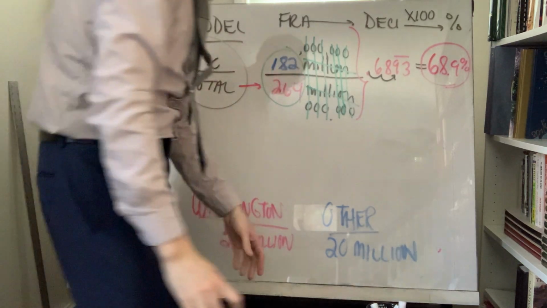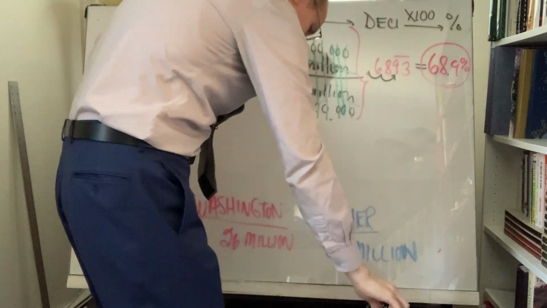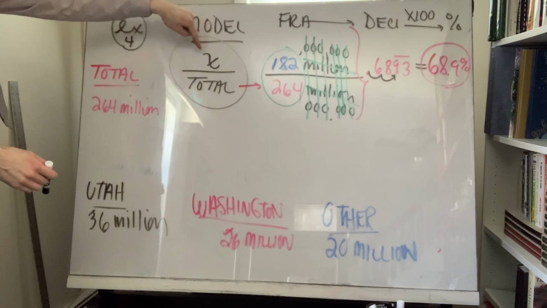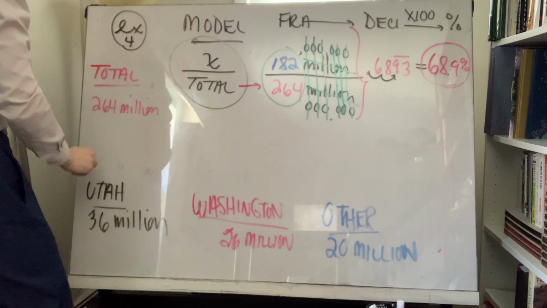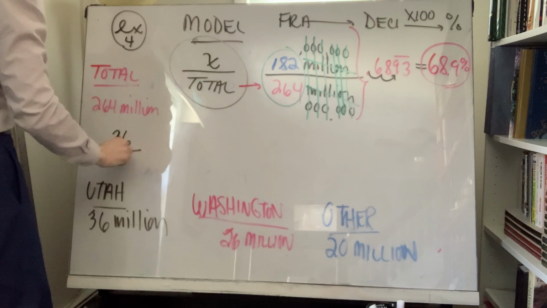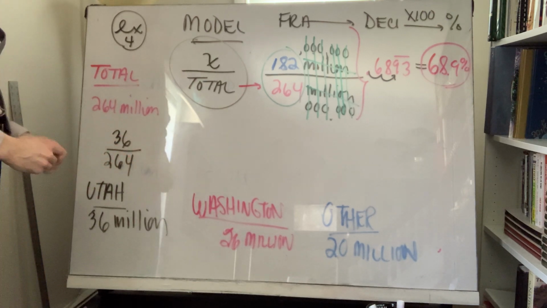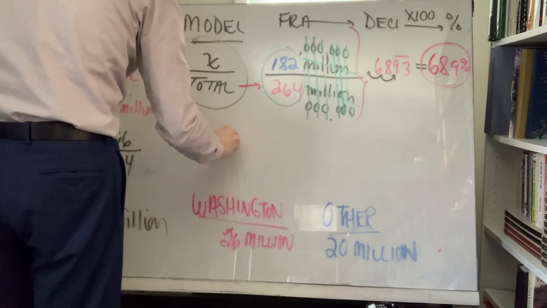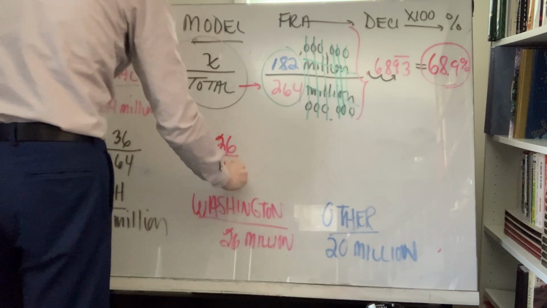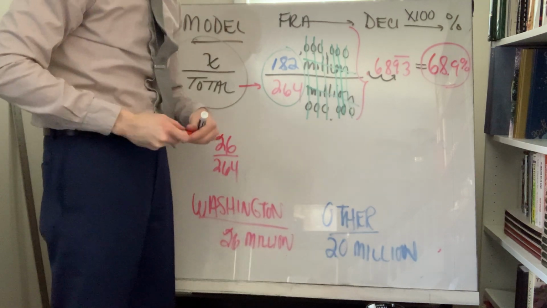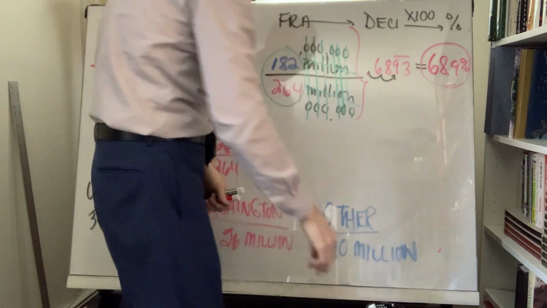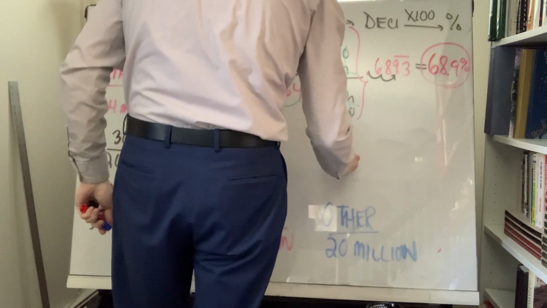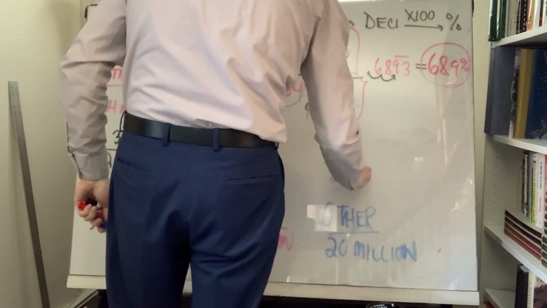We're going to write similar fractions for these others. For Utah, it's just changing what the top number is. So in this case, it would be 36 out of 264, just to shorten it. And in the case of Washington, it would be 26 out of 264. Other states, which may be several, is 20 out of 264.